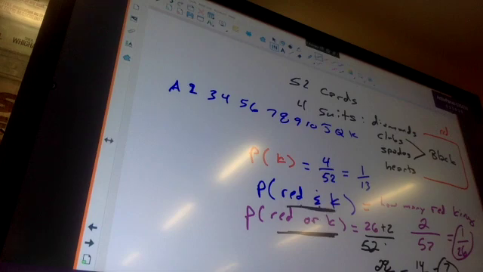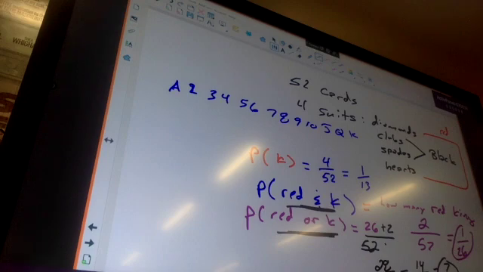Friends, the difference is that red and a king means both events have to take place. So it needs to be a red card, and it has to be a king. For the probability of pulling a red or a king, you have 2 kings that happen to be red, and there are 2 kings that are black. 26 of the cards are red. 2 of the black kings gives us 28 outcomes.